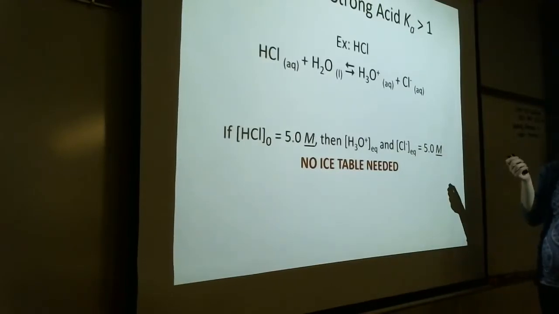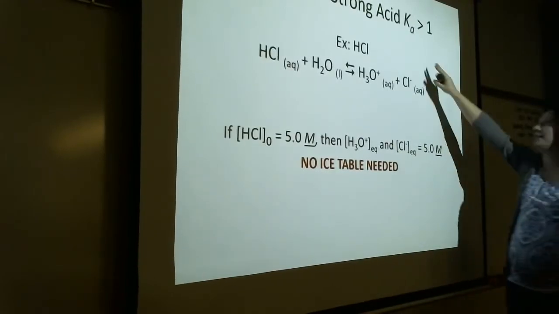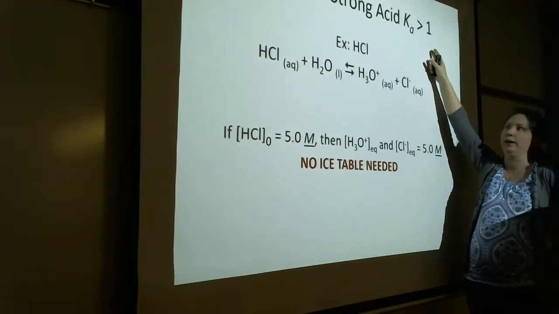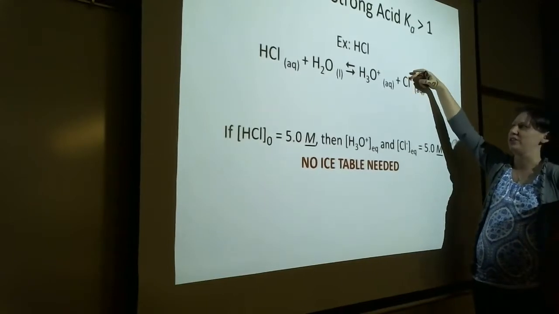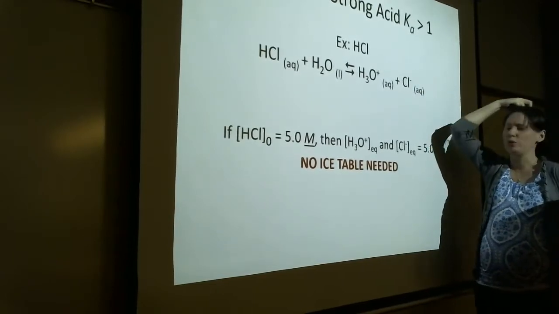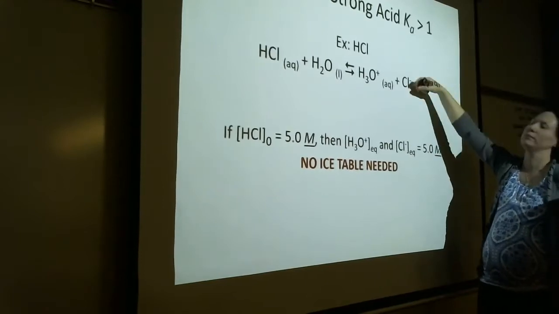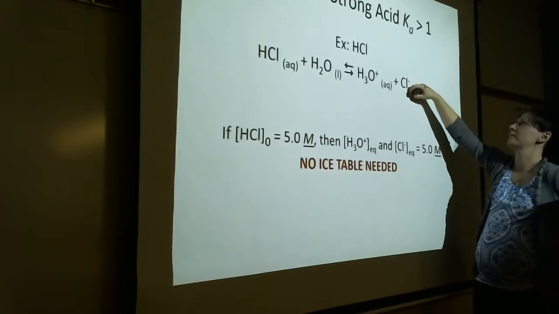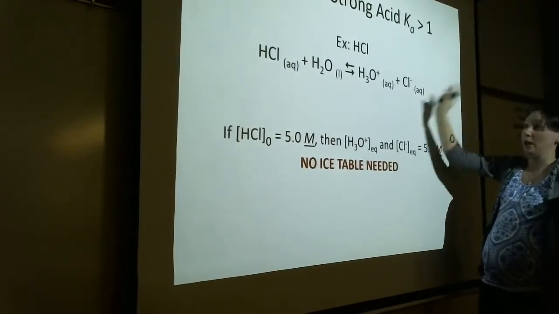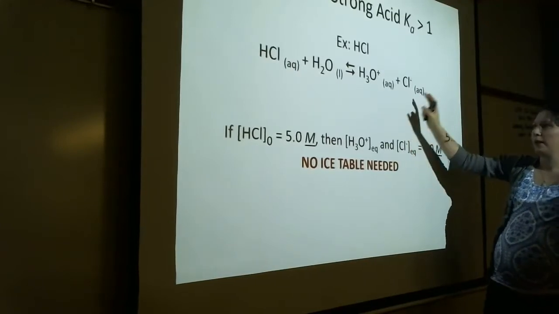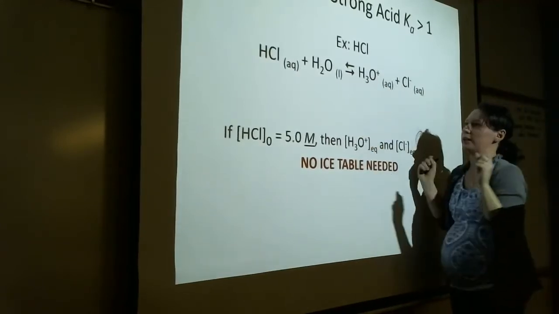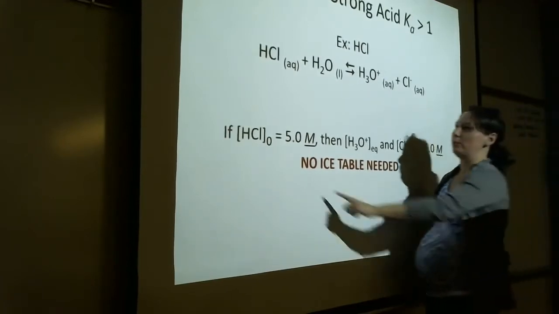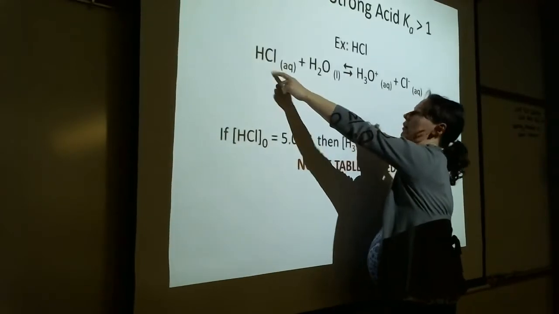So a strong acid doesn't need an ice table because these K values are greater than 1, and they're usually significantly greater than 1. I think the Ka for HCl is 36, somewhere in that neighborhood. You can look it up, table online. I'm pretty sure that's what it is. So that's extremely product favored, right? Extremely product favored.